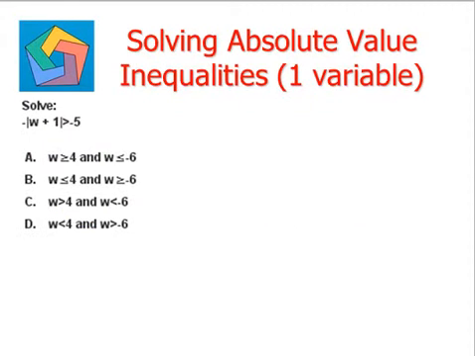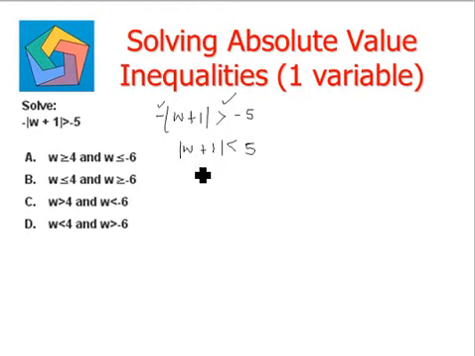Let's look at the first question. It says solve negative absolute of w plus 1 is greater than negative 5. First we'll do away with this negative. So we divide by negative 1. We have |w plus 1|. When an inequality is divided or multiplied with the negative sign, the symbol is flipped. So greater than becomes less than, and negative 5 divided by negative 1 is a positive 5.